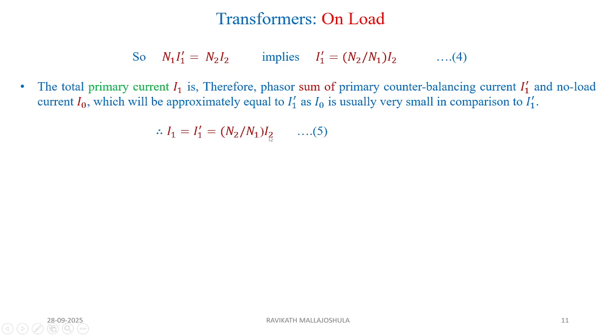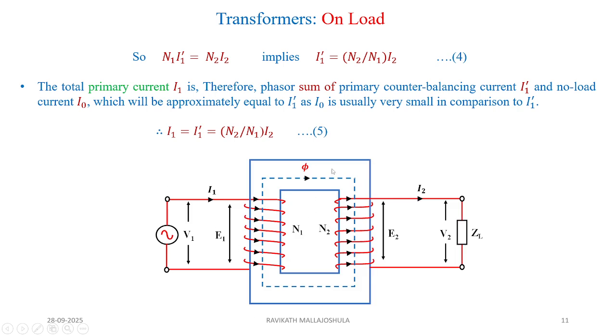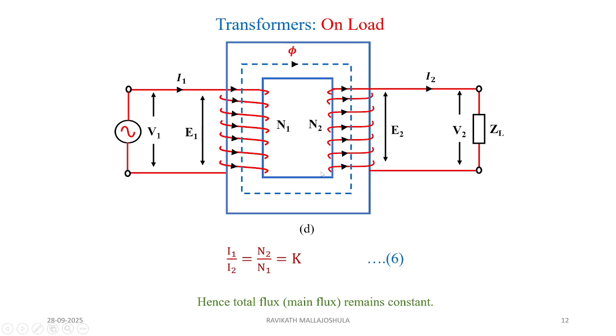N2 by N1 I2. Now we can see the secondary flux is terminated by the I1 dash sets up the flux, which is phi 1 dash. Those two fluxes are cancelled out, and I1 by I2, which is equal to N2 by N1, remains as a constant. Therefore the main flux remains the same. So this is how the transformer, when it is loaded, takes care of these conditions.